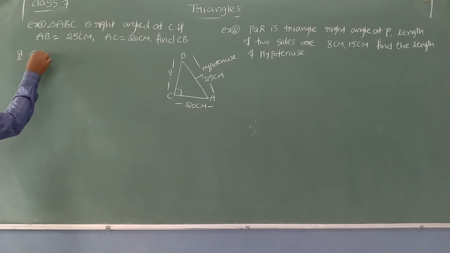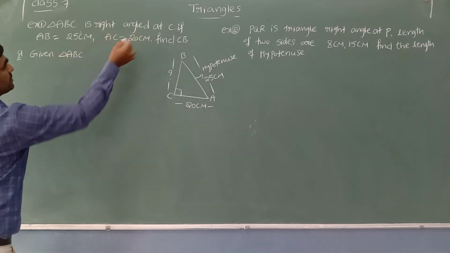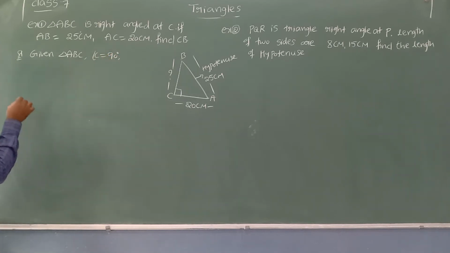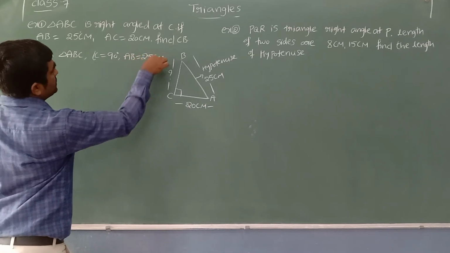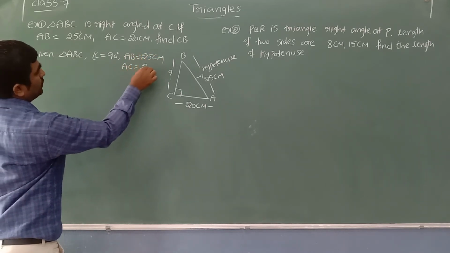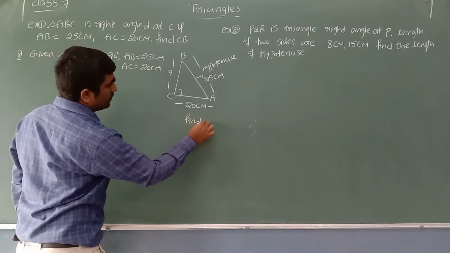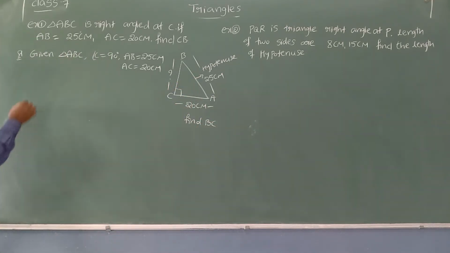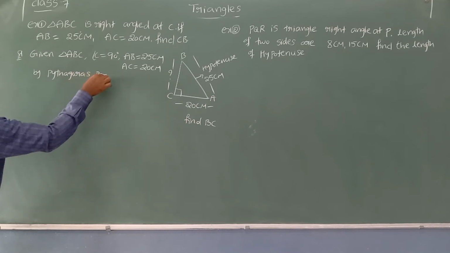Let me write. Given triangle ABC, right angle at C, means angle C is equal to 90 degrees. And also they said AB is equal to 25 centimeters and AC is equal to 20 centimeters. What are they asking? They are asking to find BC. So we have the Pythagoras property about right angle triangles. We will write here, by Pythagoras.